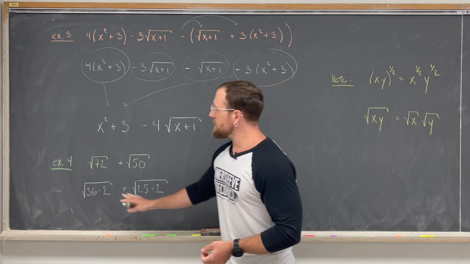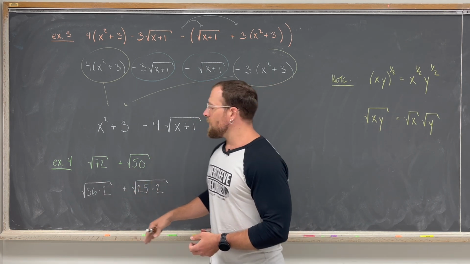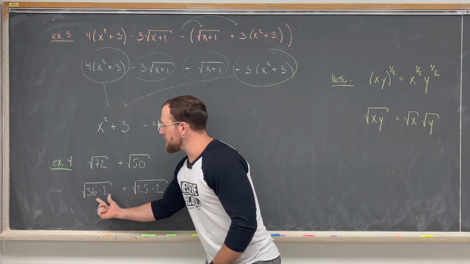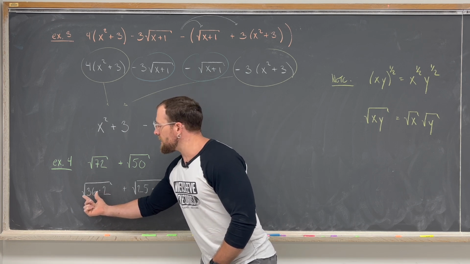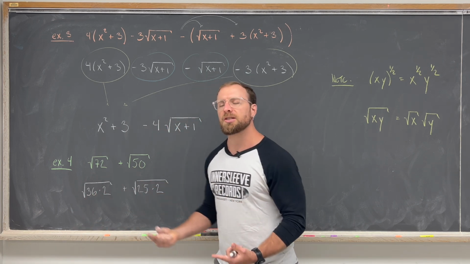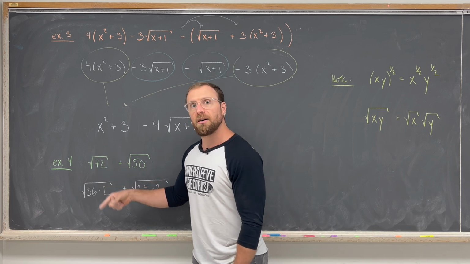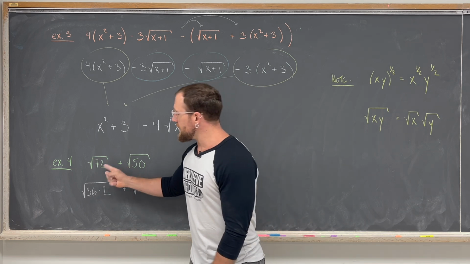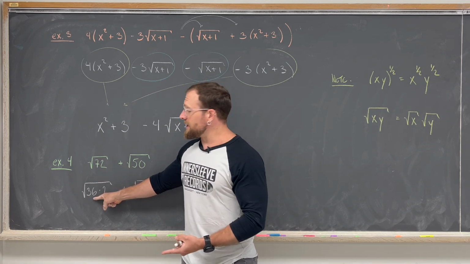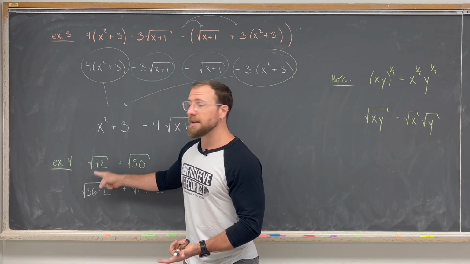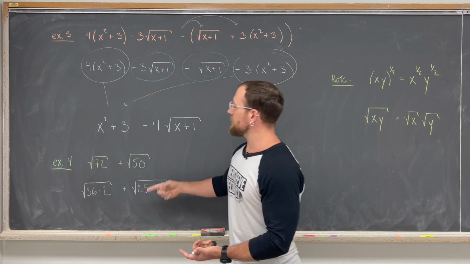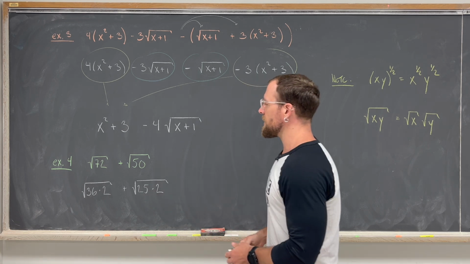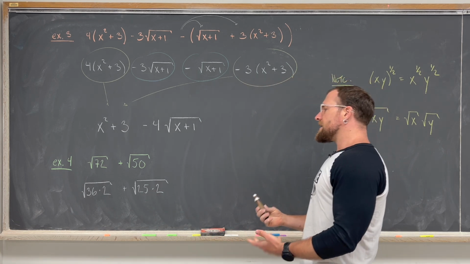Why did I choose to factor these numbers in this way? Well, I'm trying to write them as a perfect square times a number that's not a perfect square. And I'm trying to take that perfect square to be the biggest perfect square that these are multiples of. So 72 is a multiple of 9, and 9 is a perfect square. But like I said, 36 is bigger. 36 is the biggest perfect square that 72 is a multiple of. Similarly, 50 is a multiple of 25, which is a perfect square, and it's the biggest perfect square that 50 is a multiple of. Why is this helpful?